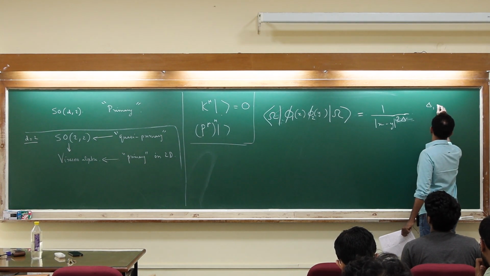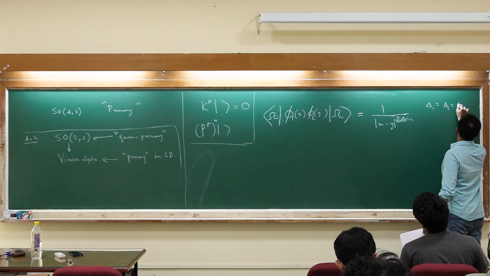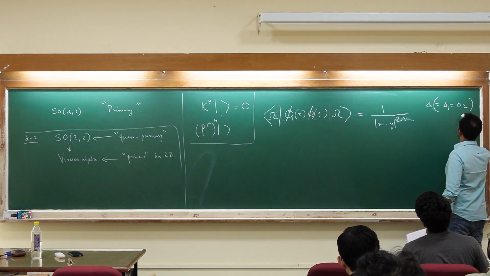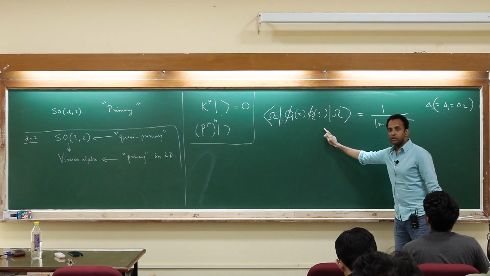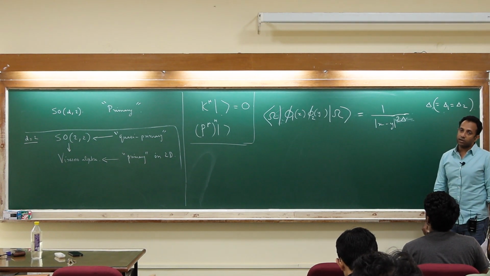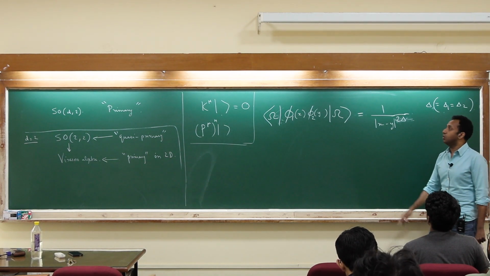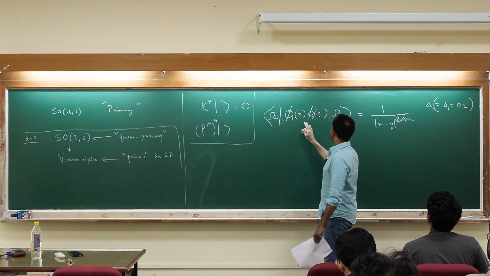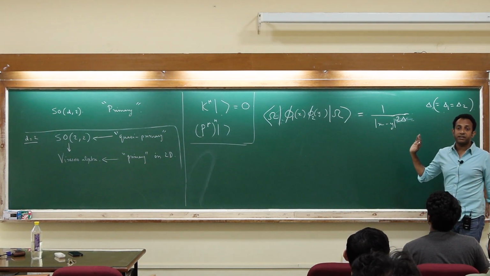So this delta was delta 1 equal to delta 2. Only if delta 1 and delta 2 are equal in a conformal field theory will there be non-trivial correlation functions for a scalar operator. The point is that this requires the full conformal symmetry, by the way.